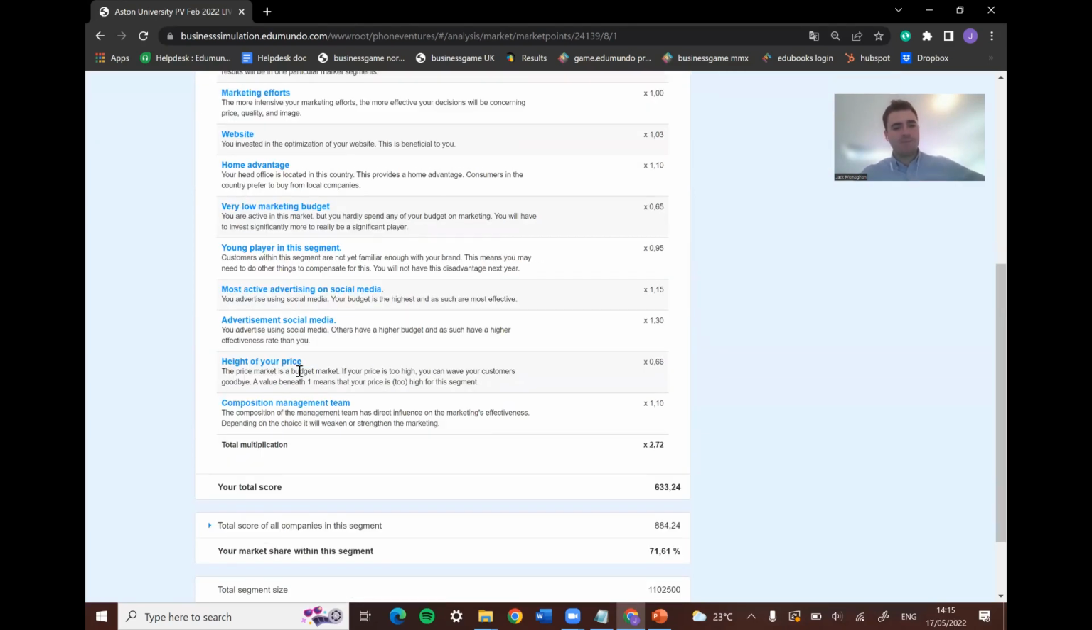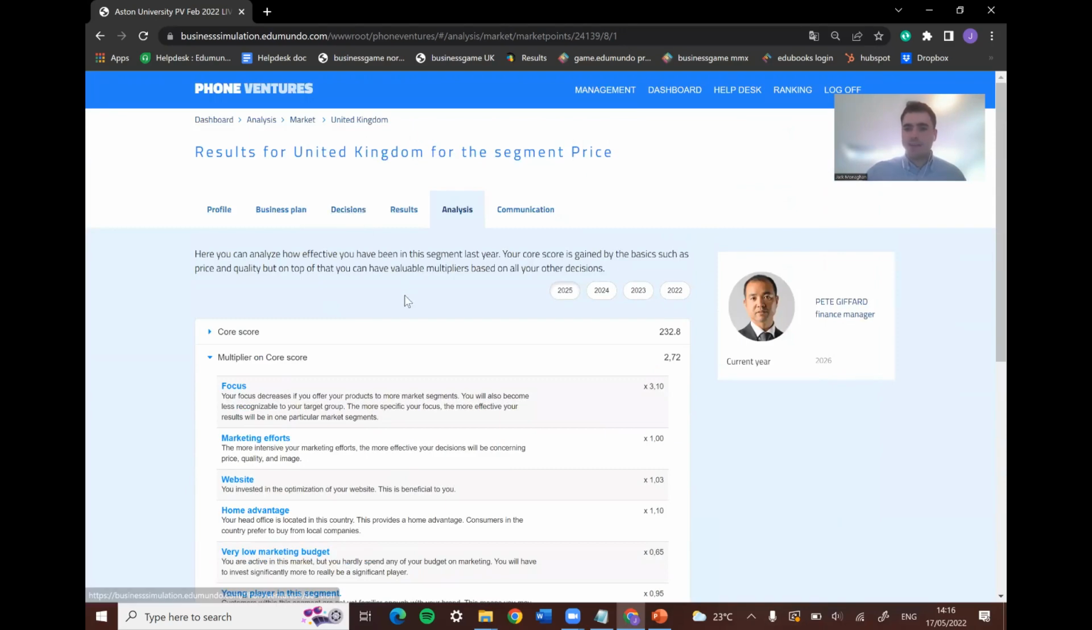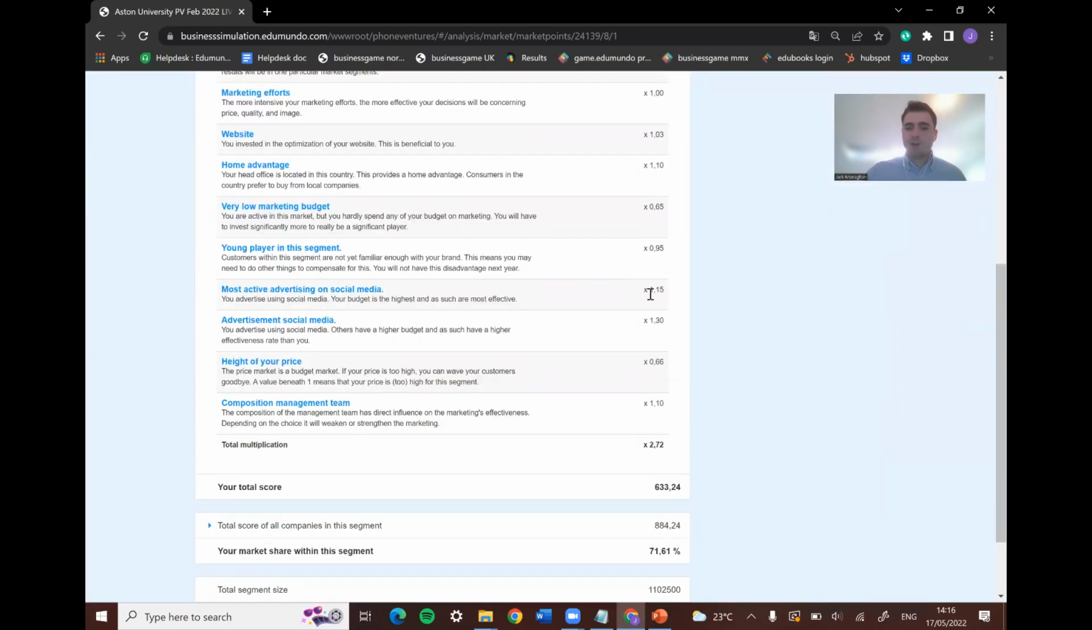What we can also see is that the height of the price is also very important within this segment and market. So for example here, 0.66, the price is too high, resulting in a very low multiplier that's negatively impacting their market share. So what I recommend is take a look at all of these different factors. They're linked to all of the decisions that you've made, and make sure that each and every one is 1 and above. If it is above 1, it's a positive impact. If it's below 1, it's a negative impact.